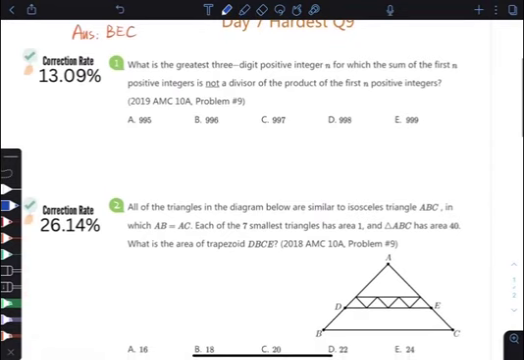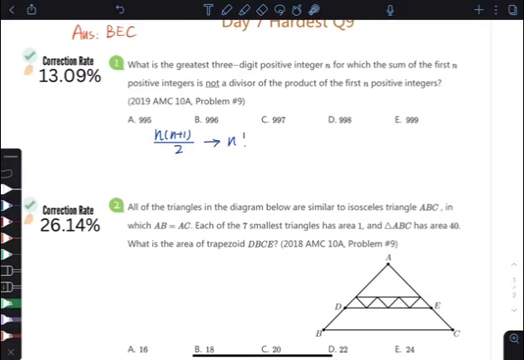What is the greatest 3-digit positive integer n for which the sum of the first n positive integers is not a divisor of the product of the first n positive integers? Okay, now let's try to interpret this question. The sum of the first n positive integers is n times (n plus 1) over 2, and the product of the first n positive integers is just n factorial, and we want n times (n plus 1) over 2 to not be a divisor of n factorial.